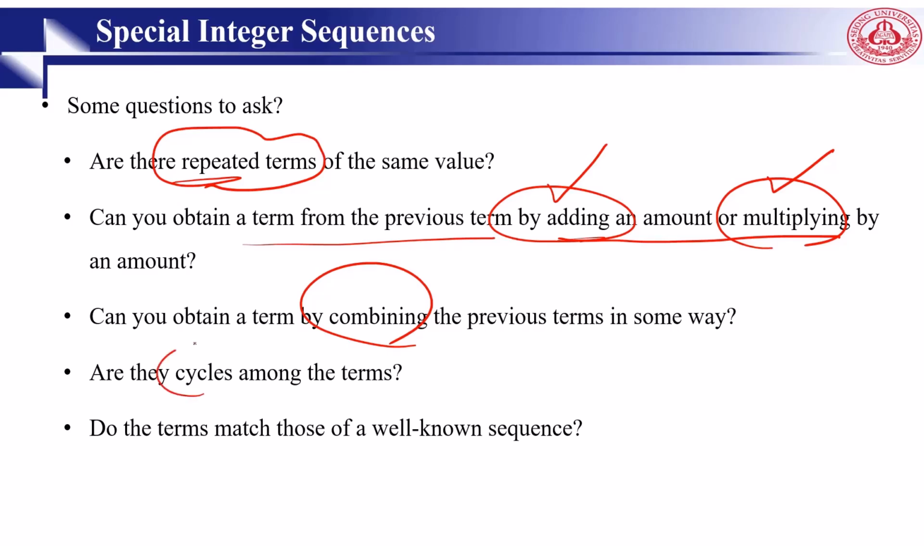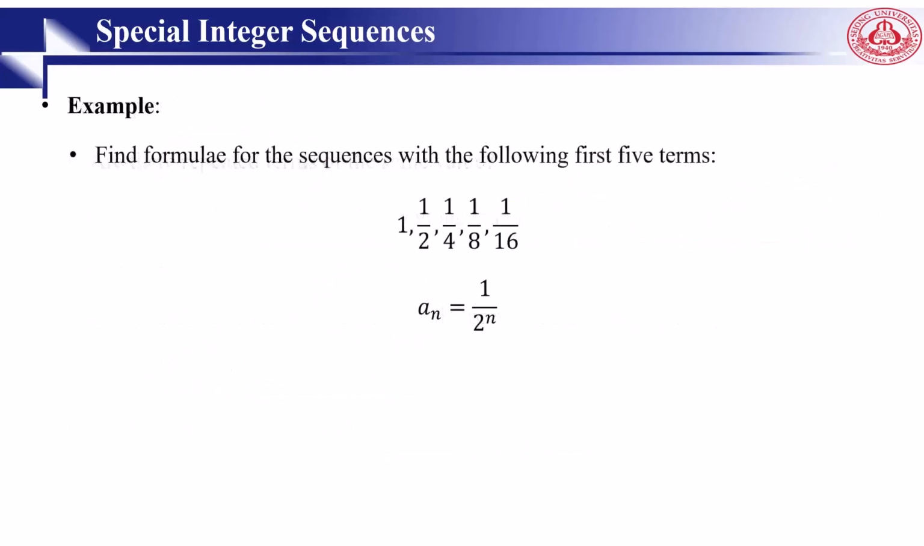Then we can think about cycles. If there is some cycle, there is some repetition. And also we should think about well-known sequences. As we already discussed some geometric and arithmetic sequences, we should think about whether this sequence follows that route or not. By understanding such hints, we can find the closed form. Once we find the closed form, then simply we can find the remaining terms.